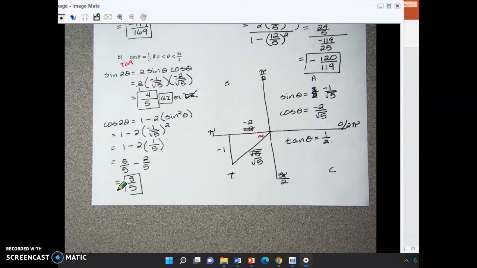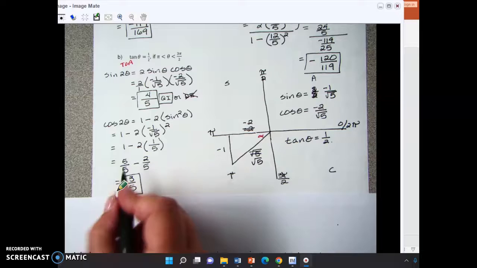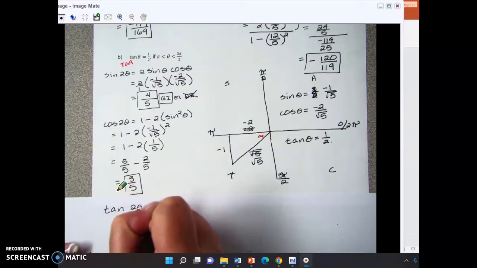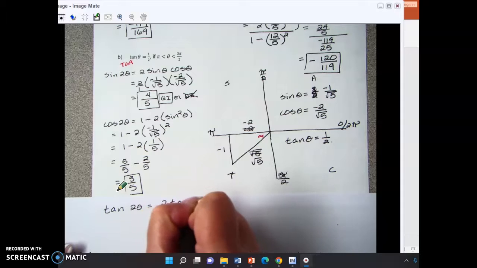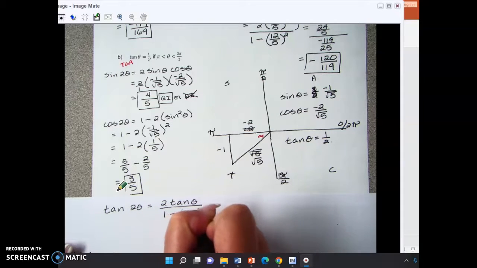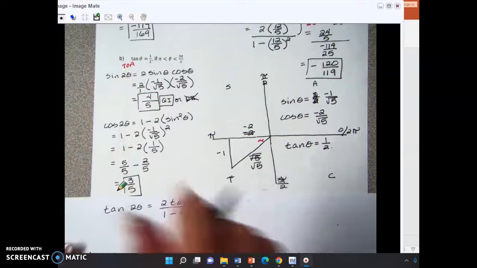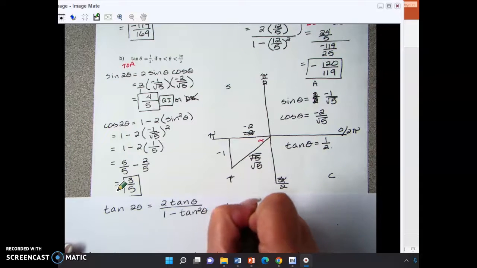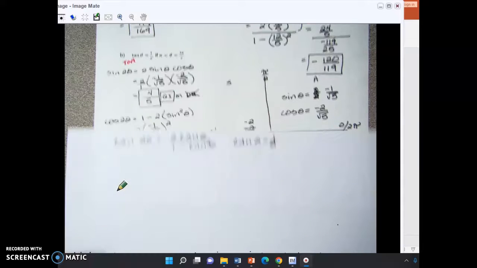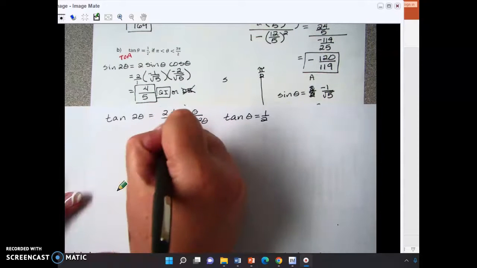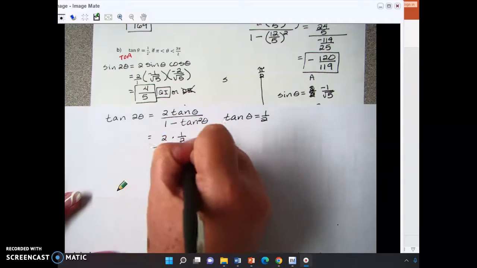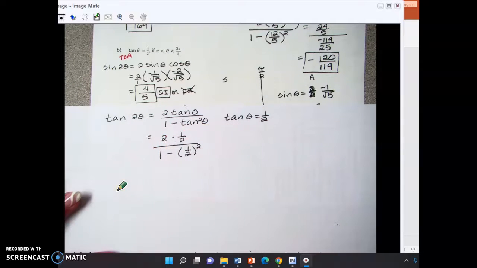So for my next problem, we've got to do the tangent of 2 theta. So that's going to be 2 tangent of theta over 1 minus the tangent squared of theta. And in the problem, they told us that tangent of theta was equal to 1/2. Let me have that over here as well. So I'm going to substitute that here. So we're going to have 2 times 1/2 over 1 minus 1/2 squared.